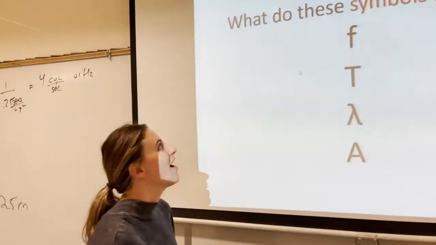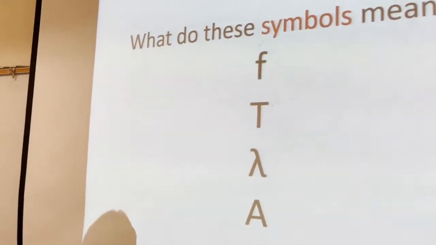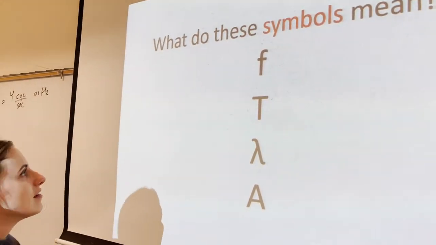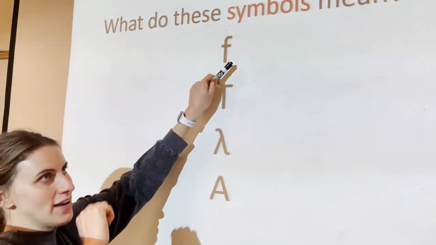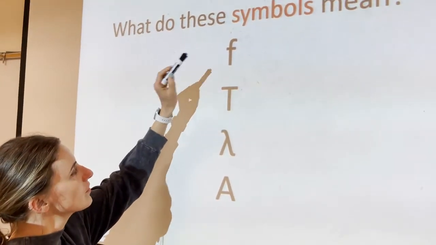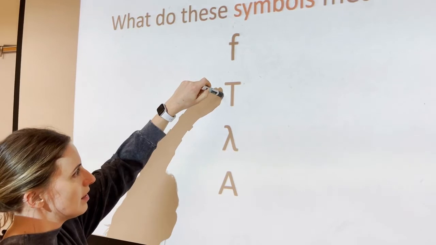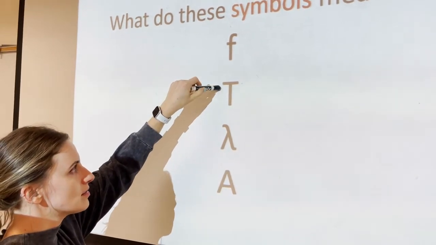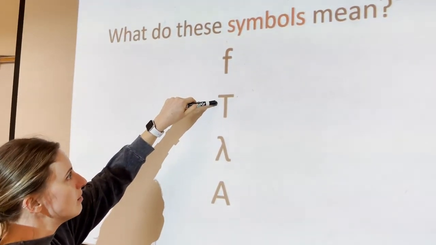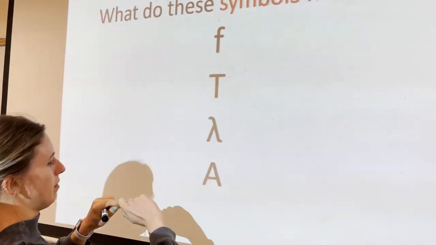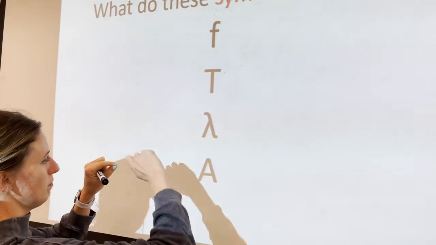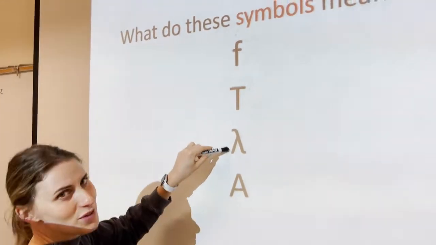Hopefully you did good. Okay, what do these symbols mean? Frequency. That's how fast you're moving your hand, how frequently you're making waves. Your period, that is your seconds, the time it takes to make one cycle. So from the bottom, boop, boop, or from the middle, boop, boop. Okay, hopefully that makes sense.